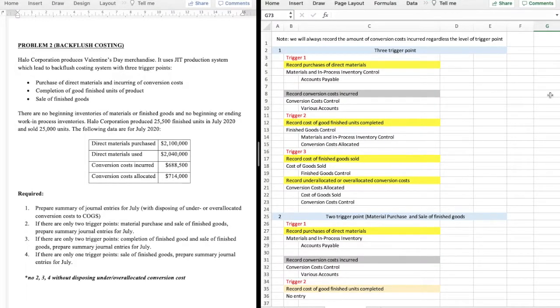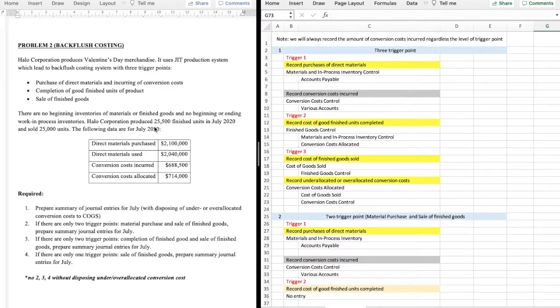Here in problem 2, we are going to discuss backflush costing. Hello Corporation produces Valentine's Day merchandise. It uses a JIT production system, which leads to a backflush costing system with 3 trigger points. The first one is the purchase of direct materials and incurring of conversion costs. The second one is the completion of finished goods, and the last one is the sale of finished goods. There are no beginning inventories of materials or finished goods, and no beginning or ending work in process inventories.